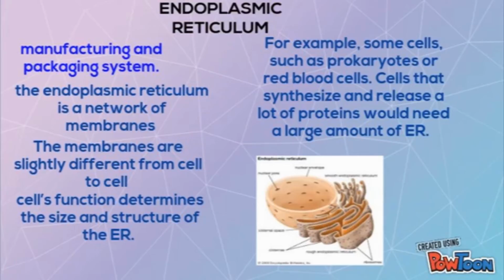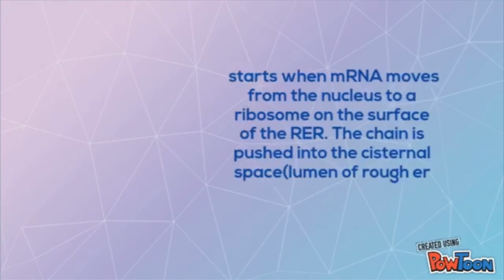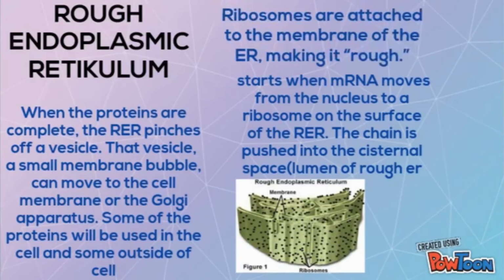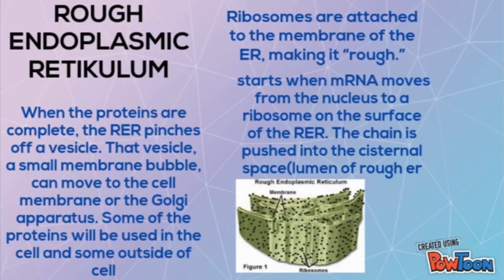Cells that synthesize and release a lot of proteins would need a large amount of ER. Pancreas or liver cells are good examples of cells with large ER structures. Ribosomes are attached to the membrane of the ER, making it rough. This direct connection between the perinuclear space, which is between the outer membrane and nuclear membrane, and the lumen of the ER allows for the movement of molecules through both membranes.